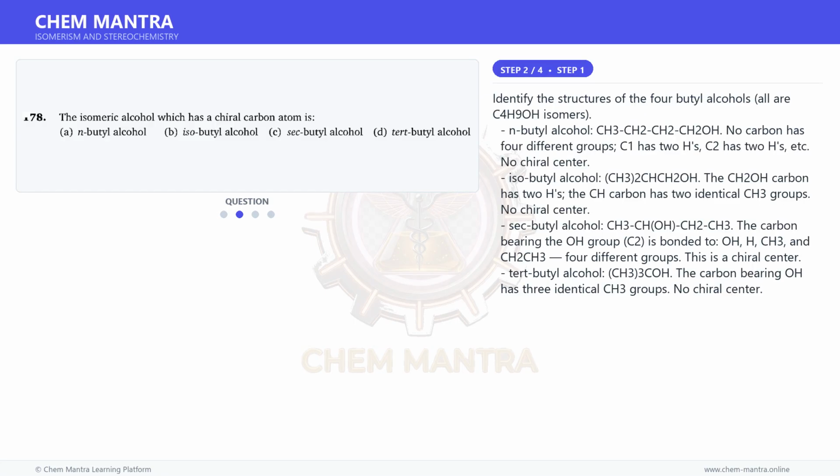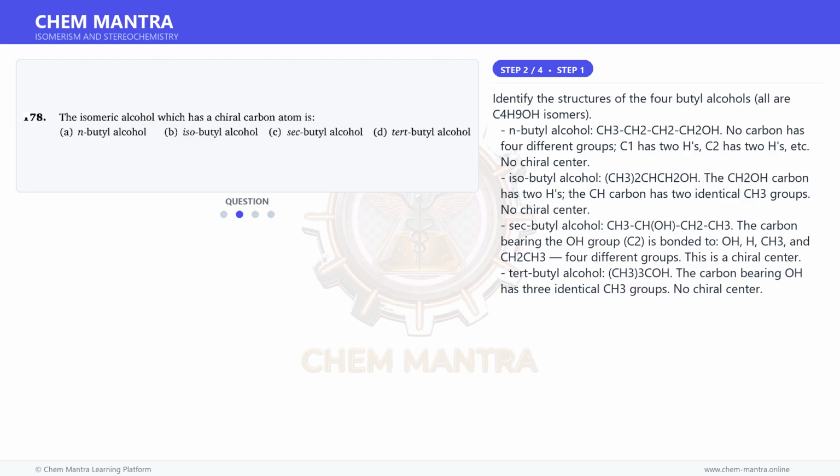Moving on to the next step. Identify the structures of the 4 butyl alcohols. All are C4H9OH isomers. N-butyl alcohol, CH3CH2CH2CH2OH. No carbon has 4 different groups. C1 has 2 Hs, C2 has 2 Hs, etc. No chiral center.